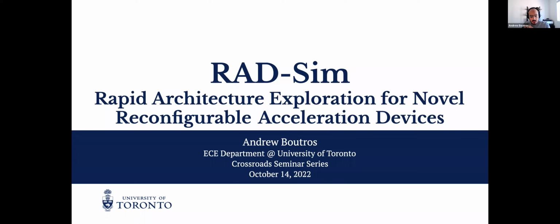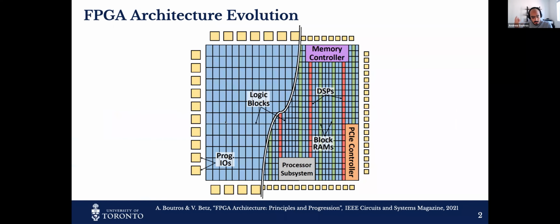Today we are going to talk about some of the work we did in our research group at the University of Toronto and also in collaboration with Intel in the context of the Crossroads Center. And this work is basically about how we do architecture exploration for novel reconfigurable devices that we're starting to see in products now. To just quickly motivate why we are doing this.